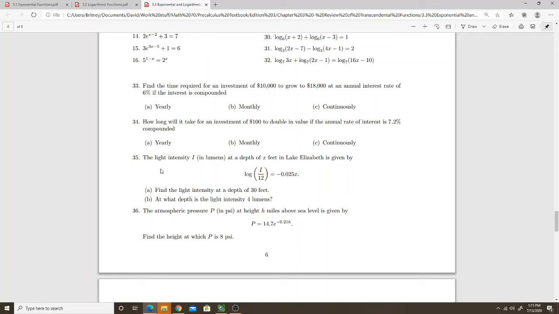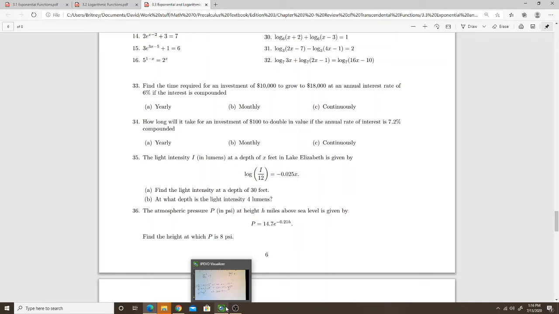The light intensity I in lumens at a depth of x feet in Lake Elizabeth is given by this logarithmic formula. Part A asks, find the light intensity at a depth of 30 feet. So the depth is x, right? In this equation, the depth is represented by x. It's at a depth of x feet.